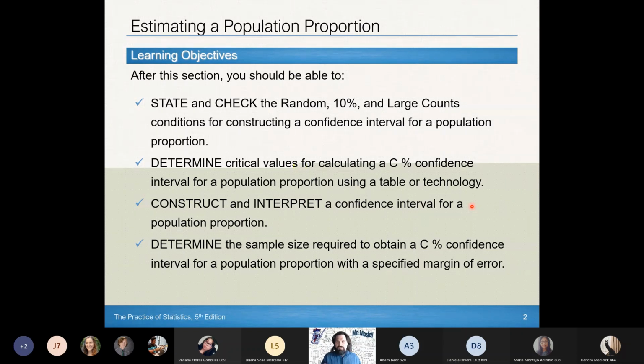We're going to be finding critical values similar to a z-score using Table A, or we can use our calculator. We need to be able to construct and interpret a confidence interval for a population proportion and be able to determine the sample size required to obtain a C% confidence interval for a population proportion with a specified margin of error. These are the things we'll be doing today. We'll see some examples in the slides, and I also have other examples prepared to do after the slides are finished, to go through all of these things.